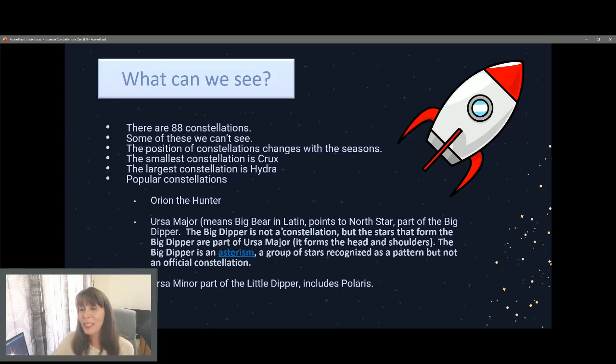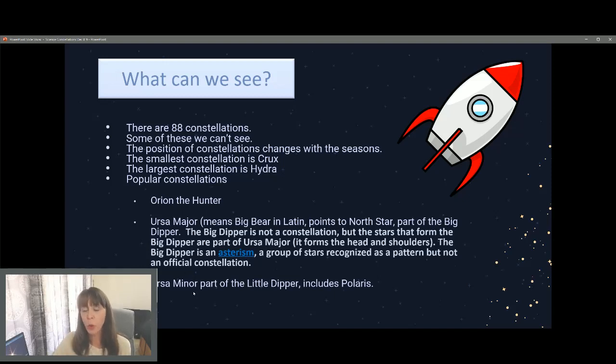If any of you've heard the term Big Dipper, that is not a constellation. But the stars that form the Big Dipper are part of Ursa Major. That is the constellation. Ursa Major is the name of the constellation. The Big Dipper is called an asterism. There's one of those vocabulary words. An asterism is just a group of stars recognized as a pattern, but it's not an official constellation. So the Big Dipper is an asterism, and it means it makes a picture or a pattern, but it's not one of those 88 official constellations.